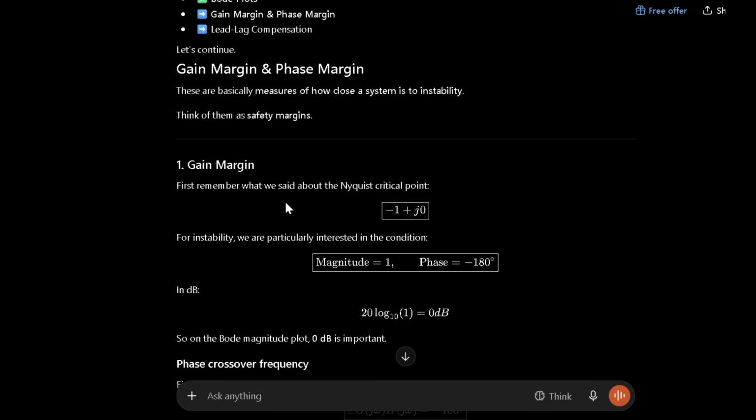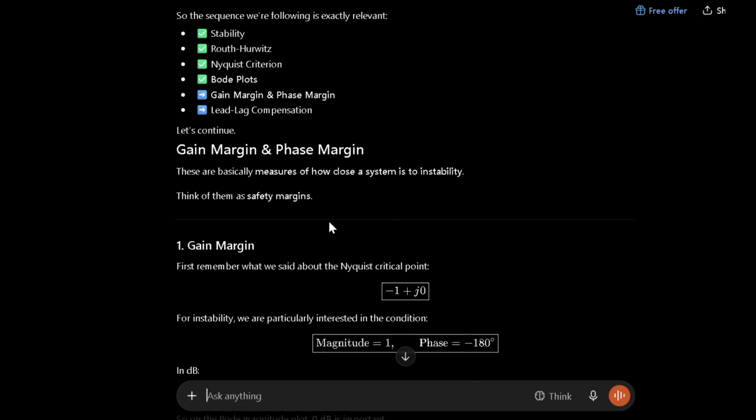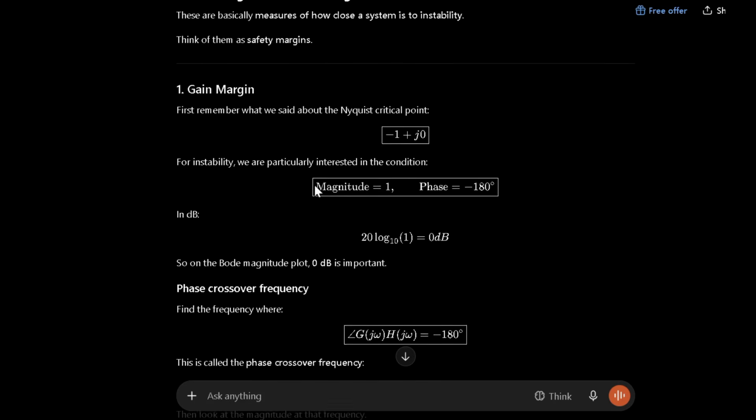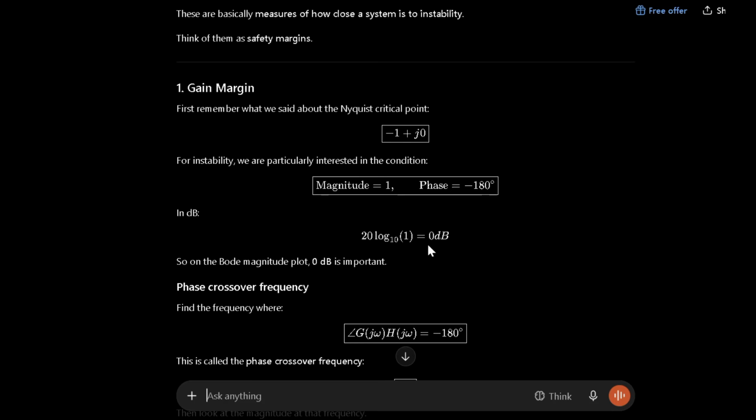The critical point is minus 1 plus j0, the imaginary axis. For instability, we are particularly interested in the condition magnitude equals 1 and phase equals minus 180 degrees. This is the Nyquist criterion critical point. In dB, 20 log 10 of 1 equals 0 dB, so on the Bode magnitude plot, 0 dB is important.